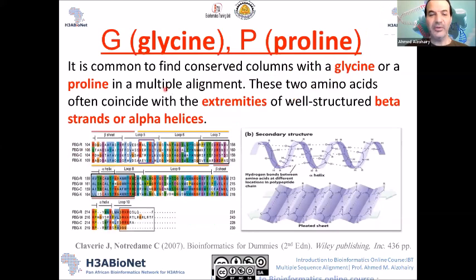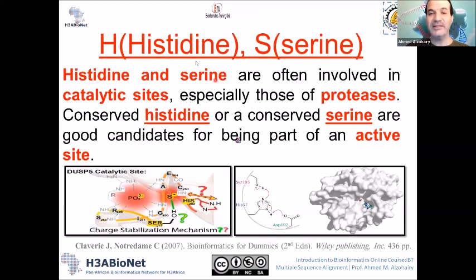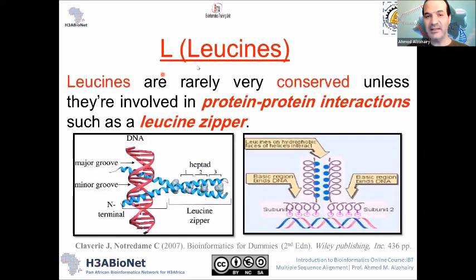Also, why do we look for glycine and proline, what does it mean? This is also, as you see, for the beta strands or alpha helix, you always find them in those regions. Why do we look for the cysteine, for the cysteine bridge? Why do we look for the histidine and serine? Oh, these 3-4 slides are very important. Of course, for leucine for conserved protein-protein interaction, such as leucine zipper.